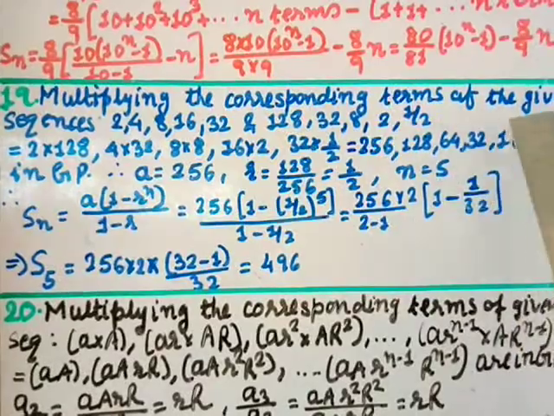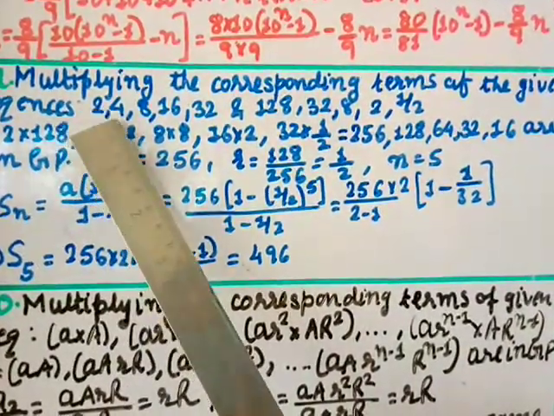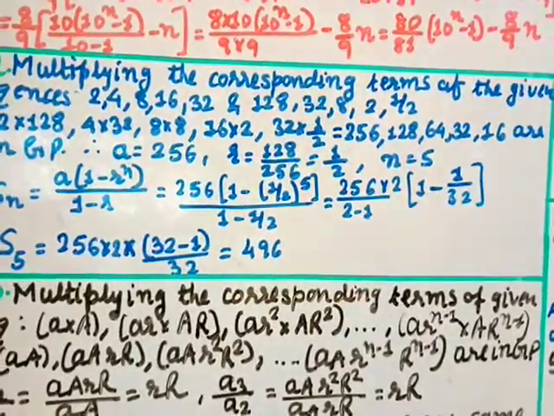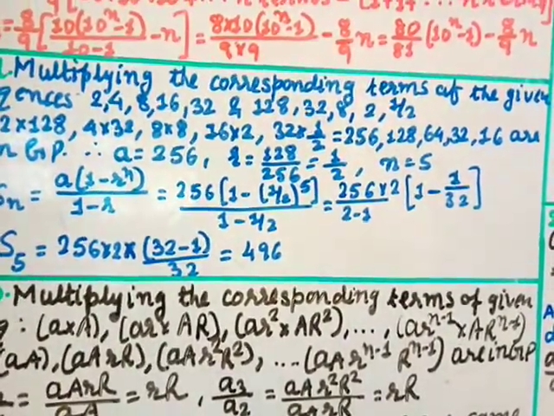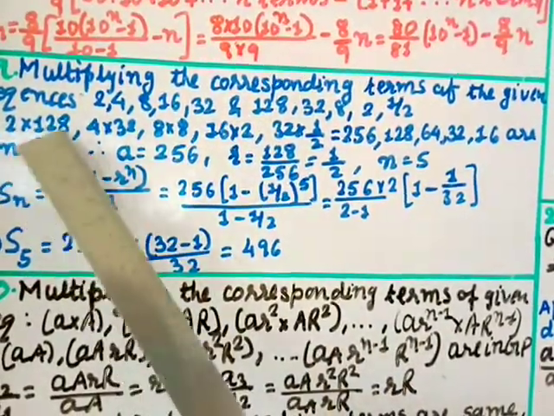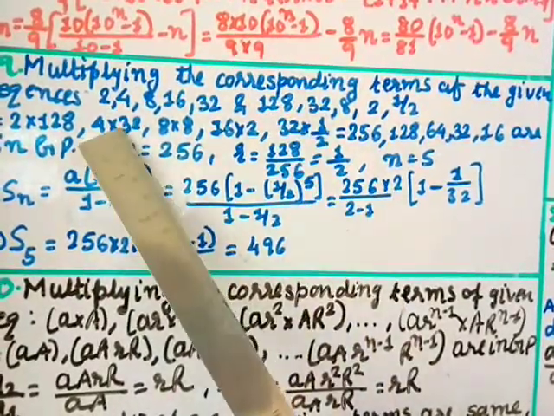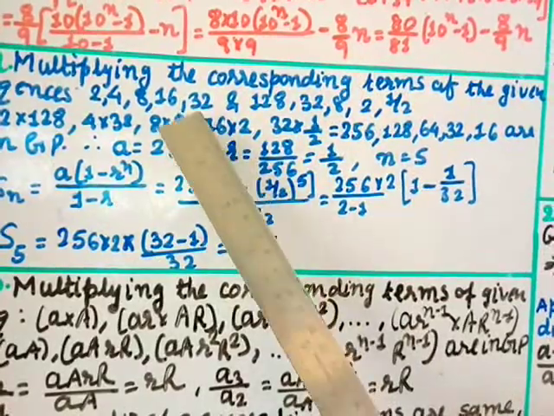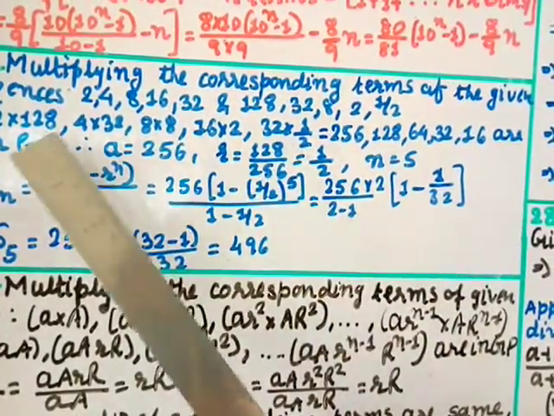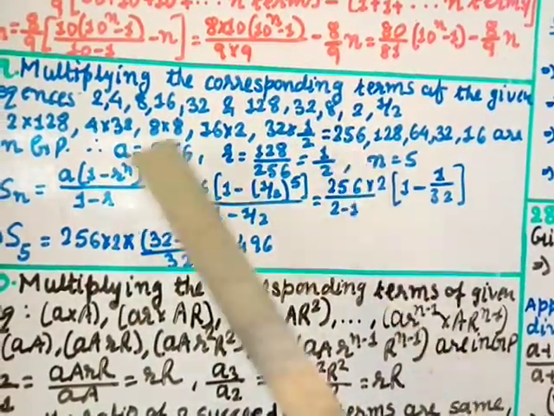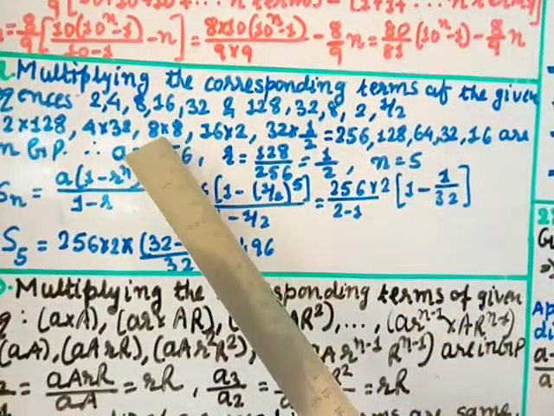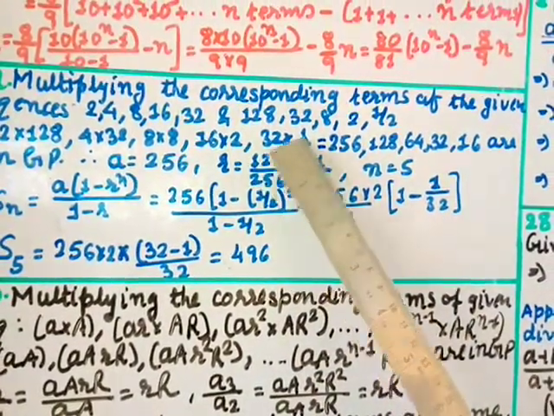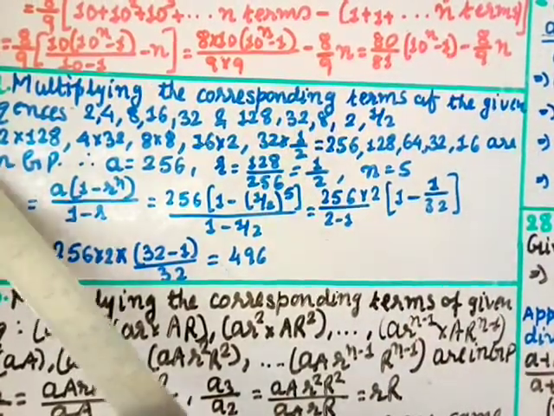Multiplying the corresponding terms of the given sequences 2, 4, 8, 16, 32 and 128, 32, 8, 2 and 1 by 2. So we multiply corresponding terms. So 2 into 128, second term is 4 into 32, third term is 8 into 8, then 16 into 2 and 32 into 1 by 2. Okay, so this product is 256, this product is 128, 8 into 8 is 64, 16 into 2 is 32, 32 into 1 by 2 is 16, are in GP.